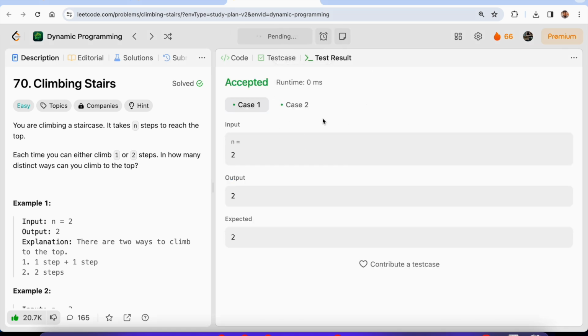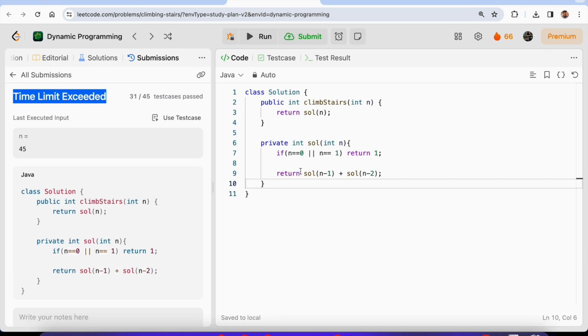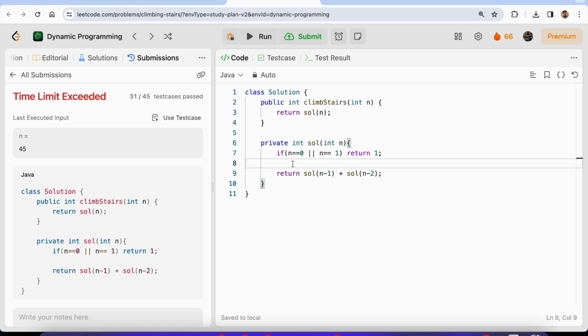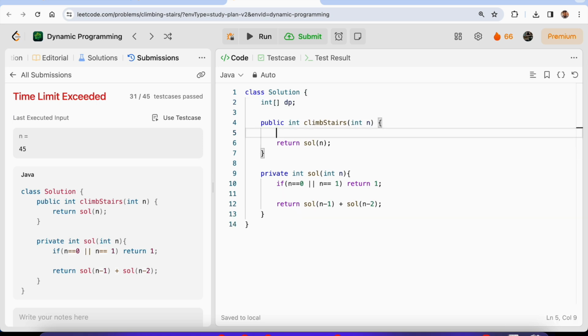But if I submit this solution, I get TLE because this is a 2 raised to the power n solution. We discussed in the example that we were solving f of 3, solution of 3, solution of 2 several times. So from 2 raised to the power n, we have to reduce it to O of n. So I'm going to take a dp array for that and initialize this dp array to n plus 1 because I want to store the value of n as well.